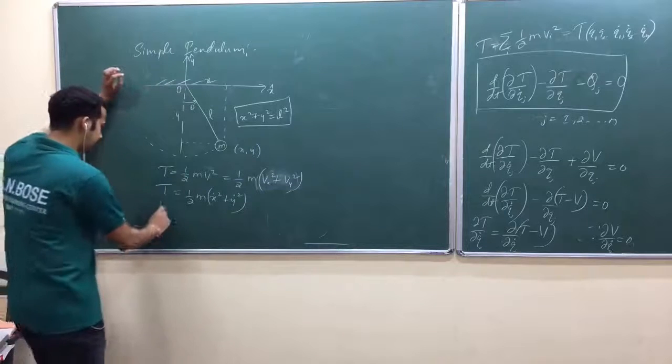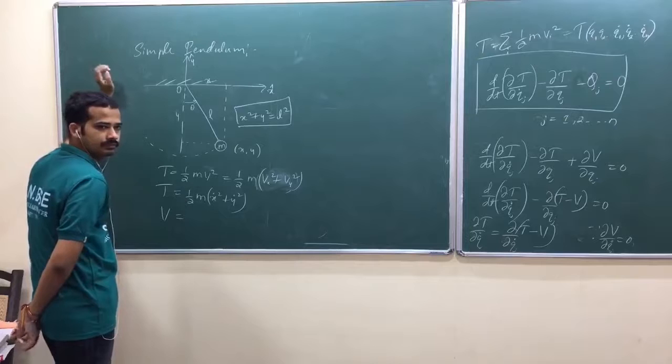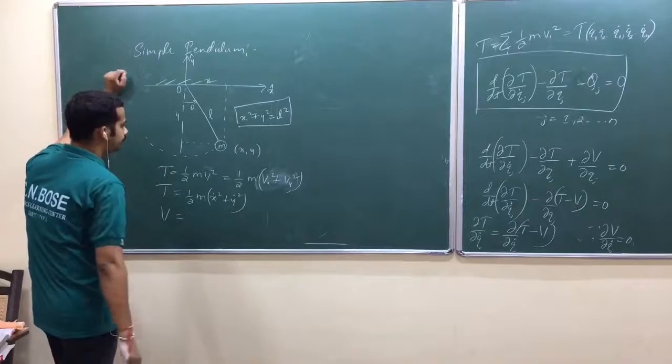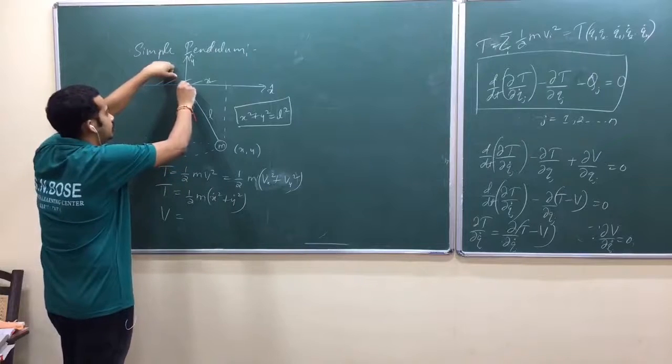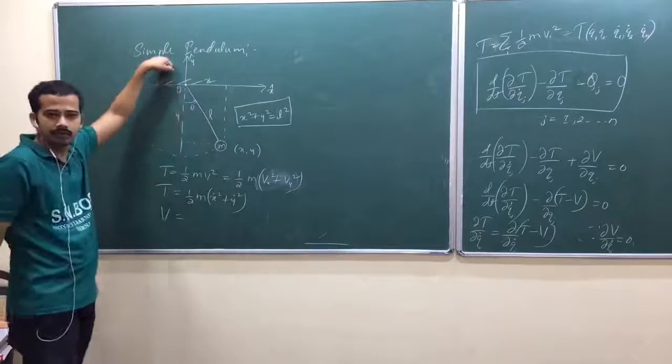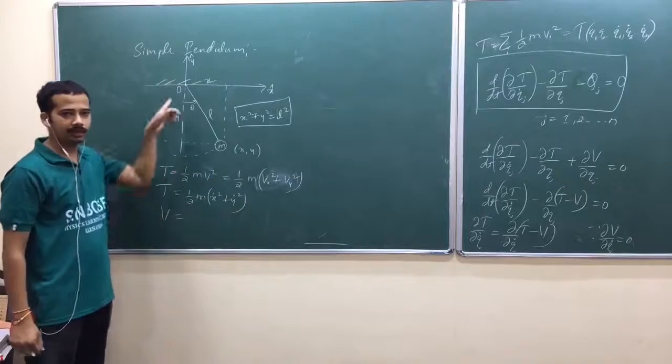And what is your potential energy? Mg, minus mg into this distance. You have taken this one as the origin. We shall discuss that one, okay? When you practice that one, you will understand how to write that potential energy.